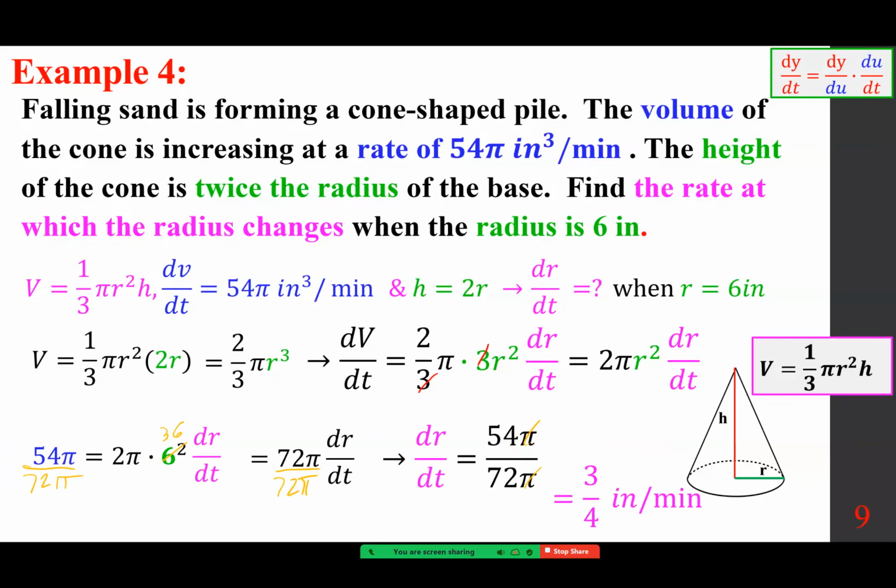Again, the units must work. dr dt, the change in radius over the change in time, and it works. Again, you can write 54 pi cubic inches per minute, and instead of 6, write 6 inches to the second power. You see that it does work.